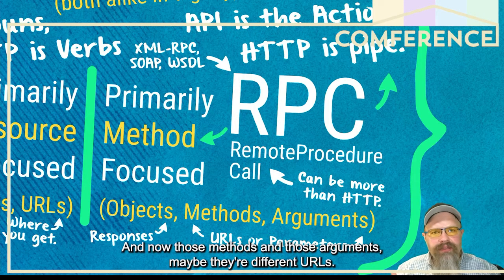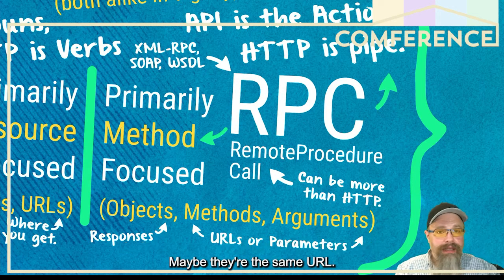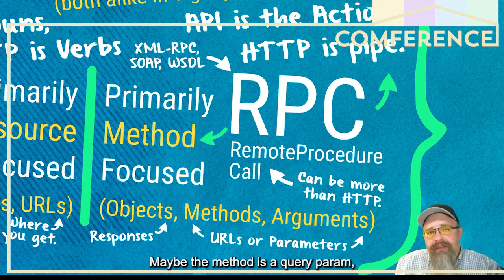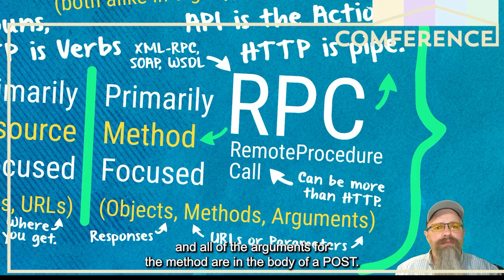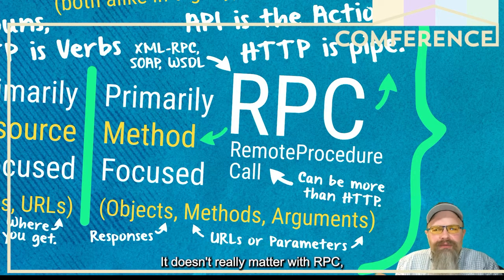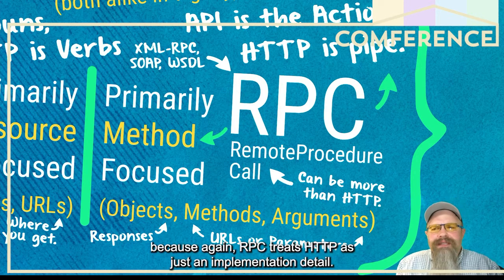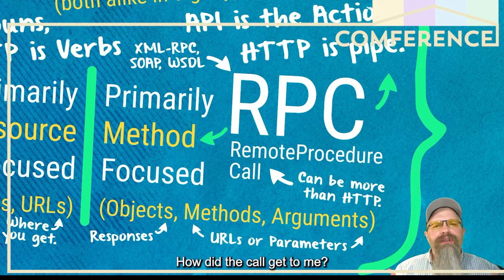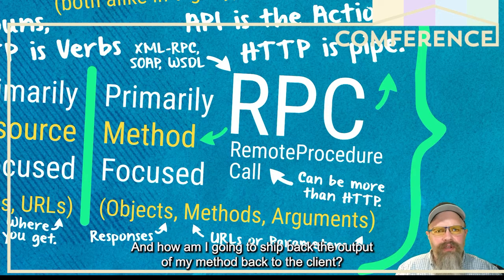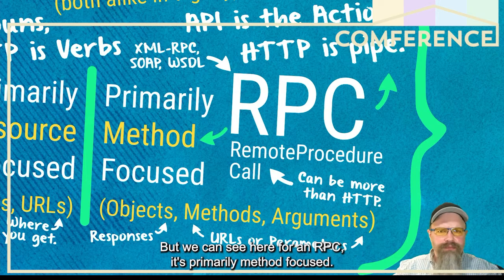And now those methods and those arguments, maybe they're different URLs, maybe they're the same URL. Maybe the method is a query param, and all of the arguments for the method are in the body of a POST. It doesn't really matter with RPC because, again, RPC treats HTTP as just an implementation detail. How did the call get to me, and how am I going to ship back the output of my method back to the client? But we can see here for an RPC, it's primarily method focused.